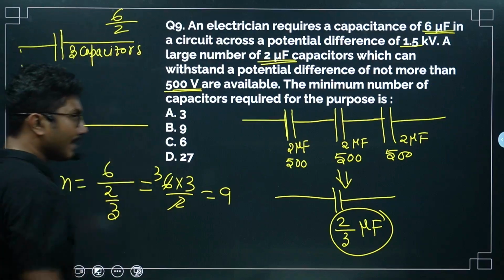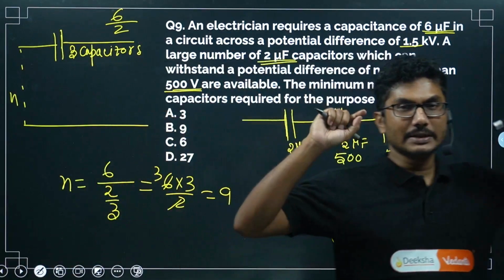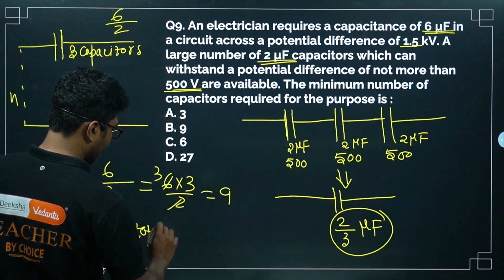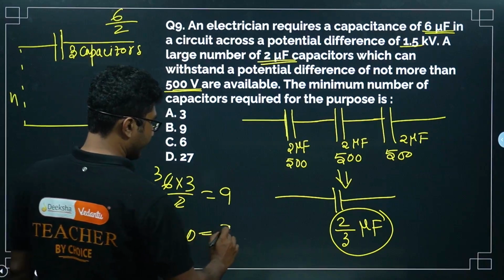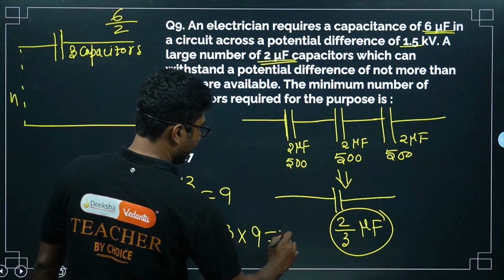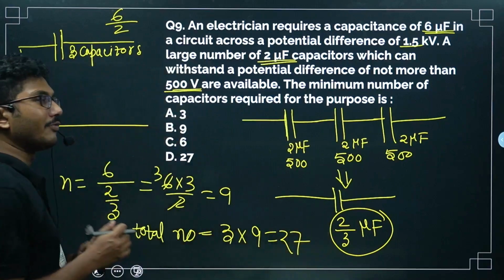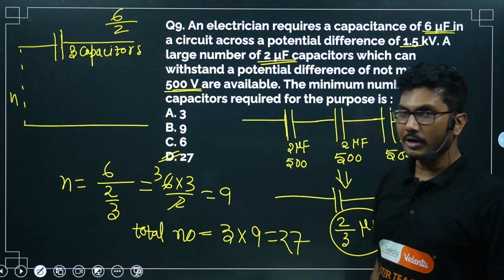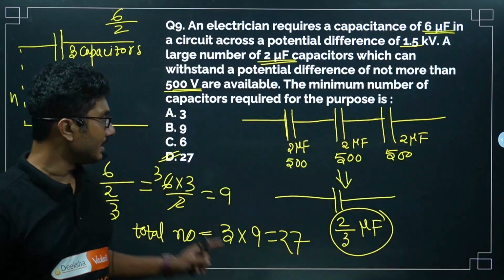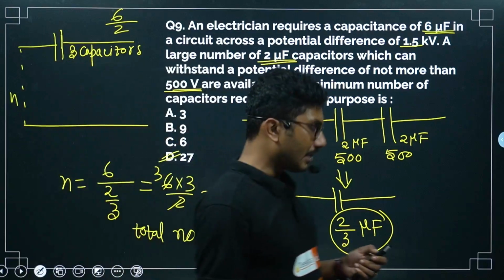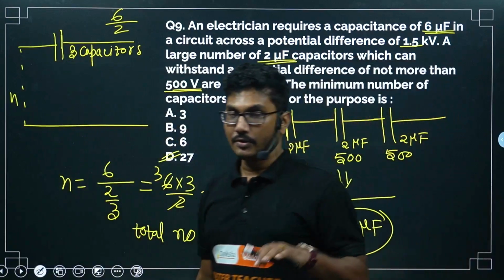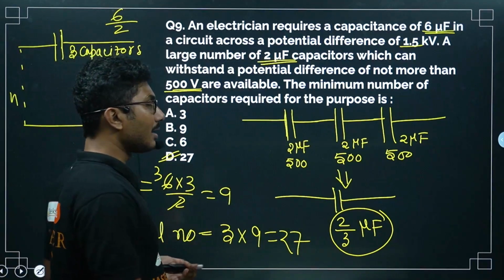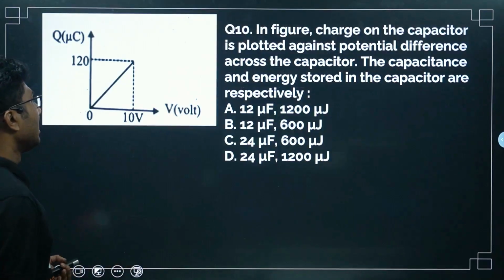But when we are connecting them, we are connecting 3 capacitors each row. So total number of capacitors will be 3 times 9, that is 27 capacitors. So minimum number of required capacitors is 27. It is not 3, it is not 6, it is not 9 or any other value. It is 27 capacitors that are needed. This is a very tricky question, but a simple question. It is an understanding question. If you understand that concept, you will be able to answer it. If you are not able to understand the concept, you will not be able to answer this.